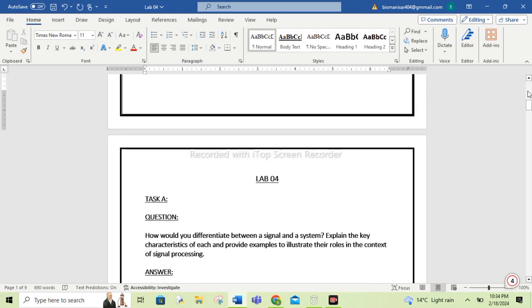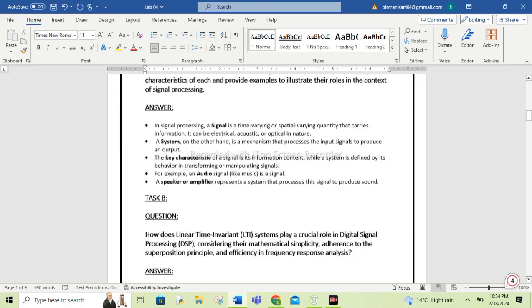Task A. How would you differentiate between a signal and a system? Explain the key characteristics of each and provide examples to illustrate their roles in the context of signal processing.